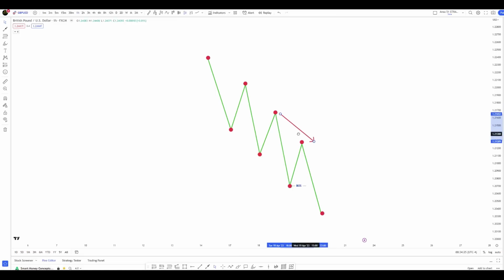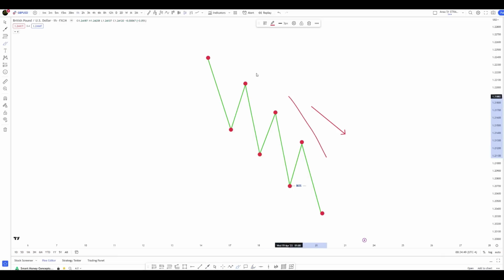Each lower high is lower than the previous low. It's like a ladder or steps that's going down. So when you see this type of market on the higher time frame, like the 4 hours, this means the price is basically trending downwards. And this is called a downtrend market, or downtrend market structure.